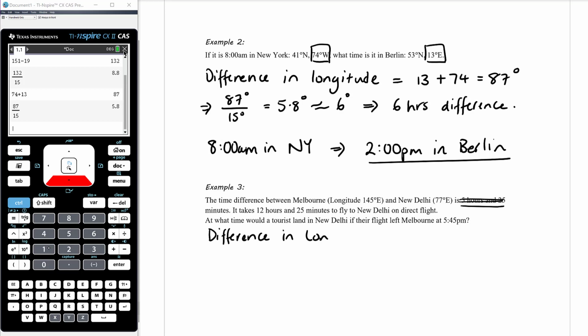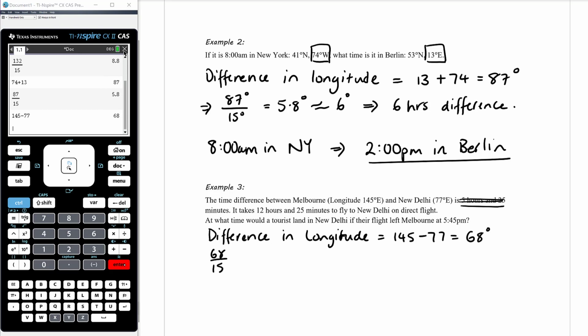Difference in longitude is 145 minus 77. So that is 68 degrees. Okay. And then 68 divided by 15.